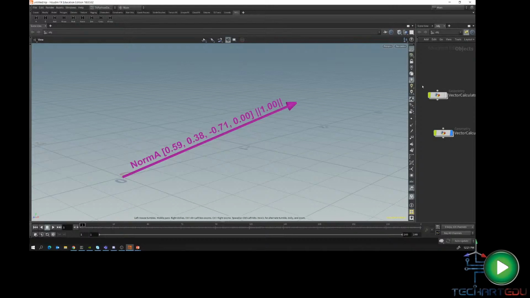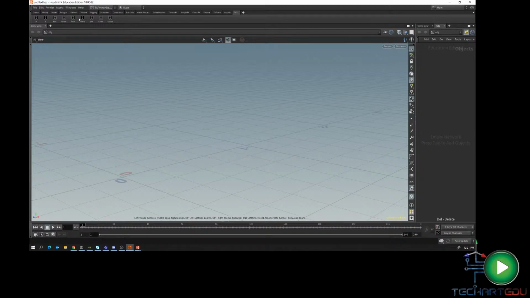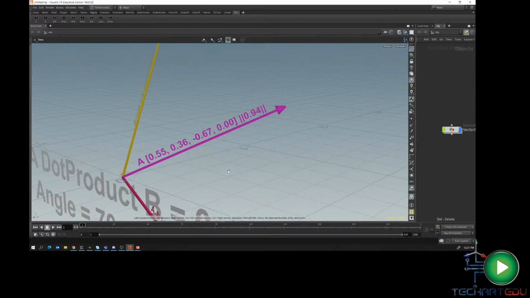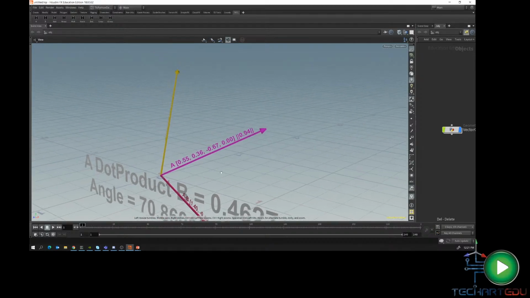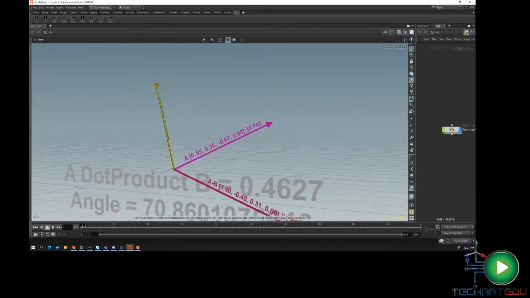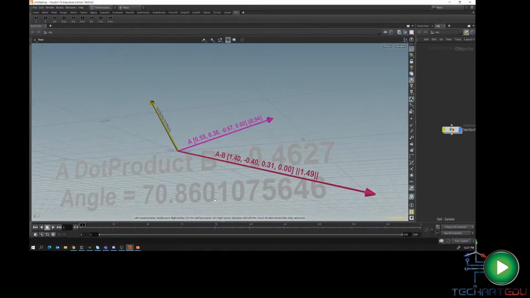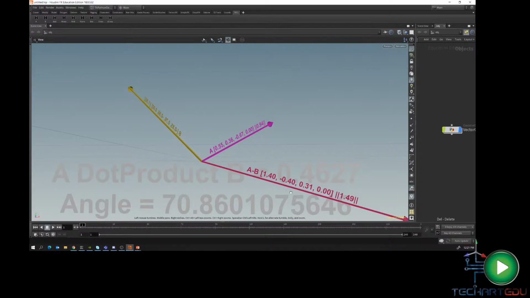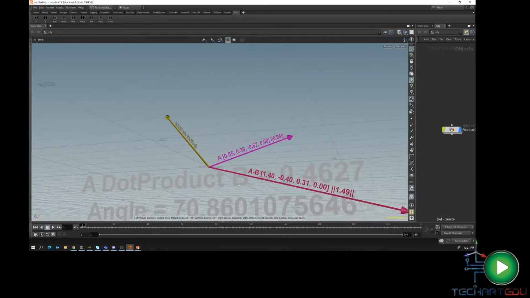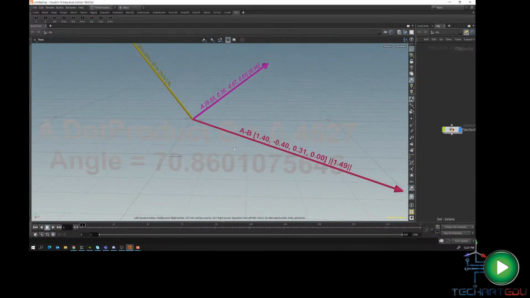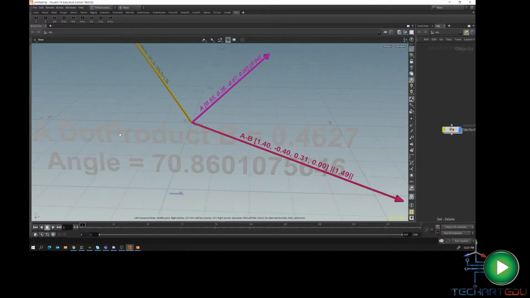I'm going to get rid of these two. All right, so we have the dot product. And so we have vector A and vector B. And sorry, in order to produce the angle, I've got to subtract these two. So we have A minus B. But notice here that it says that A dot B is 0.4627.